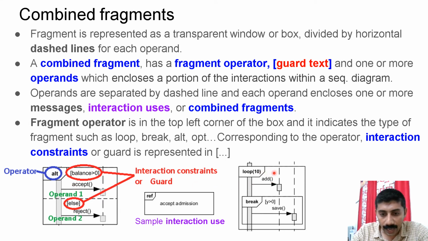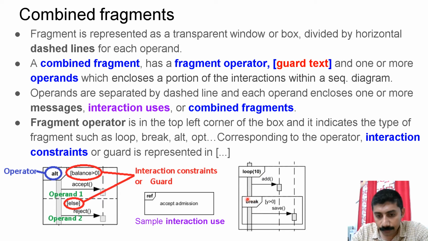Here you can see another example. This is the example for a loop. So the operator is loop. So this is the body of the loop. Whatever is there in the body part is getting executed 10 times.